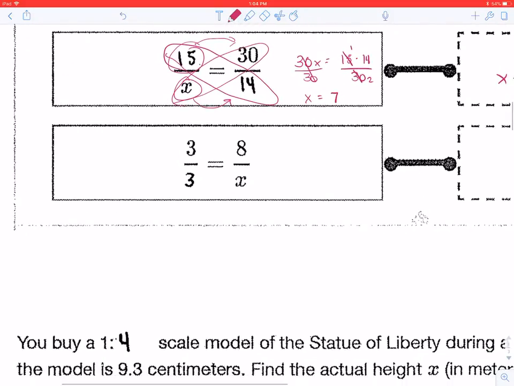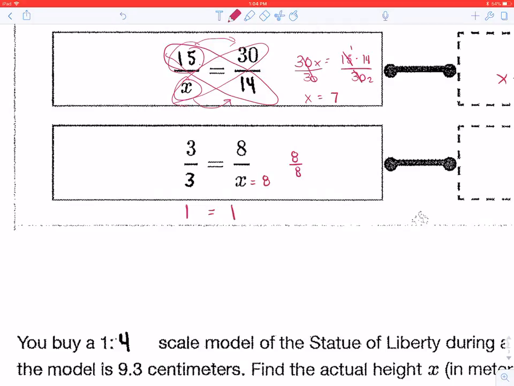Now this last one, I wanted you to recognize that we have the same number over each other. 3 divided by 3, that's going to equal 1. So that means that you want to put 8 over some number that when you divide them by each other will also equal 1. Well, any number over itself is going to equal 1. So if you set x equal to 8, 8 over 8 is also equal to 1.